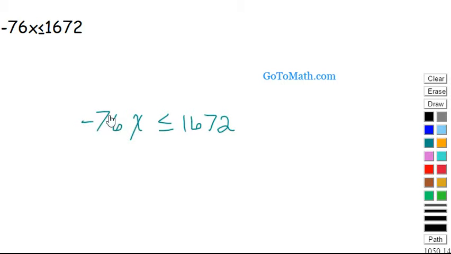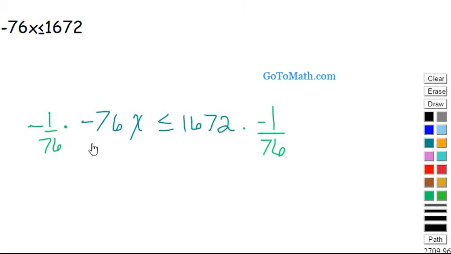So what we're going to want to do is multiply through by the reciprocal of this number here, because we want to get a 1 in front of x. So let's go negative 1 over 76 to this side, and then negative 1 over 76 to this side over here.